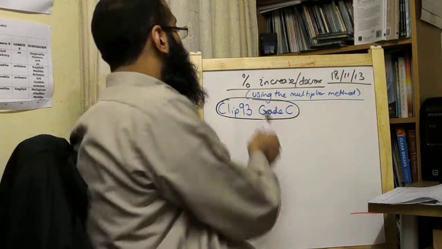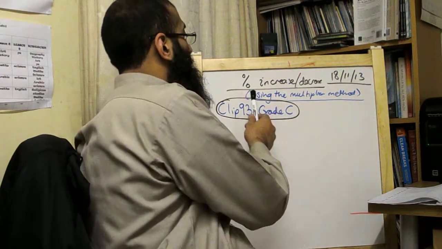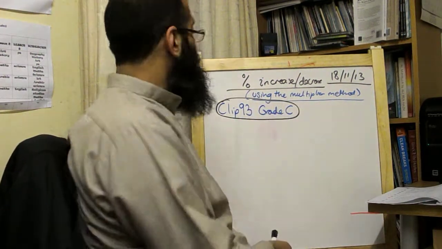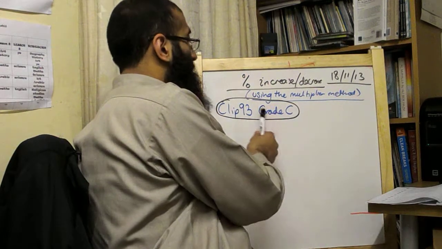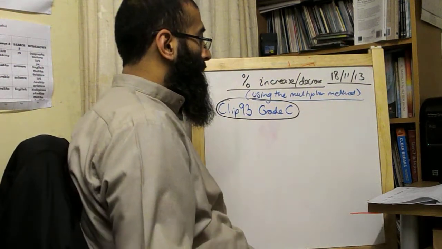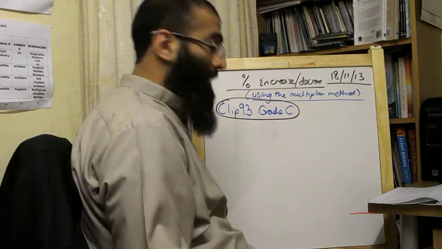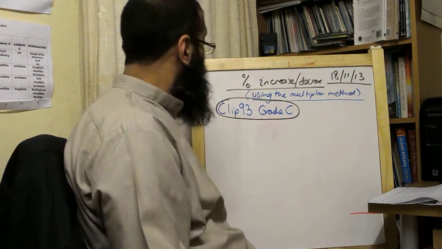Today we're going to be looking at percentage increase and decrease using the multiplier method. I'm looking at clip 93 grade C from the Maths Watch CD. So let's have a look at one of the first questions. Let's look at the concept of increase and decrease first of all.